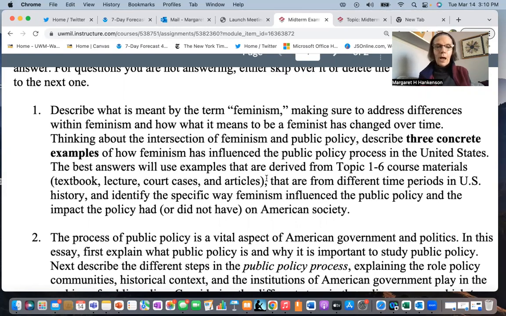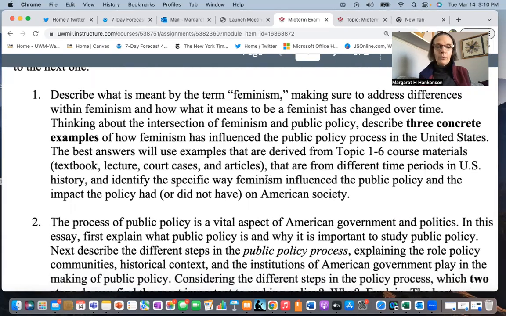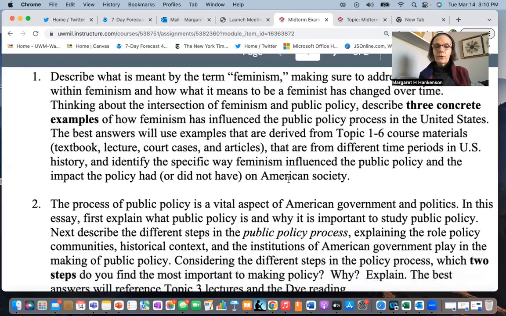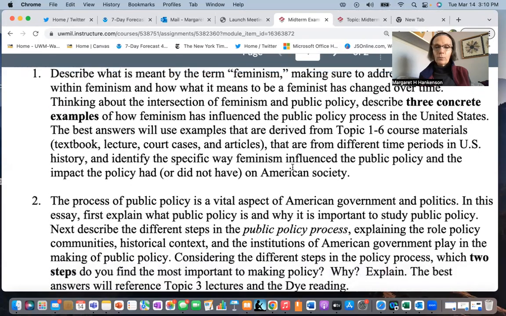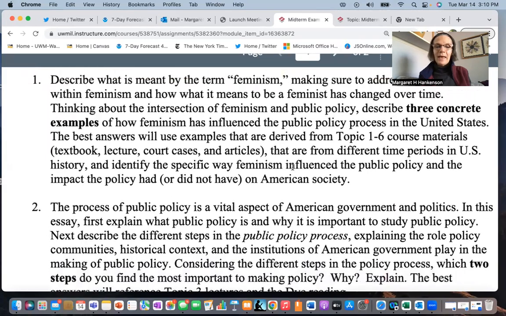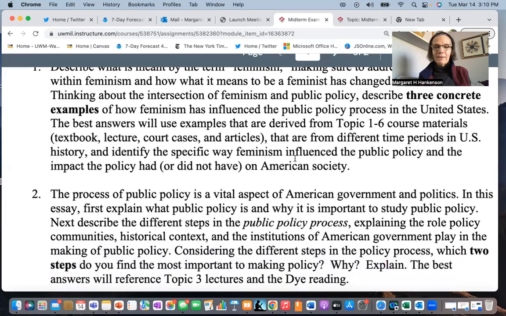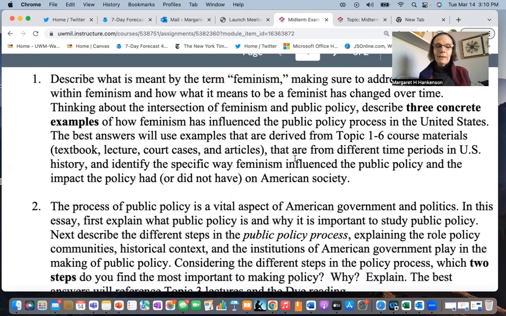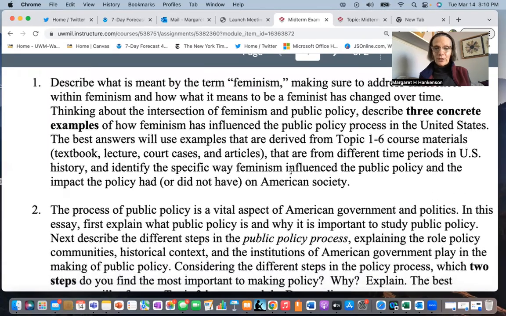Okay. So that you can use textbook, court cases, any articles. So the best answers will use examples that are derived from topic 1 through 6 course material that are from different time periods in United States history and identify the specific ways that feminism influenced public policy and the influence the policy had on or did not have on American society. Okay, that is the first question.